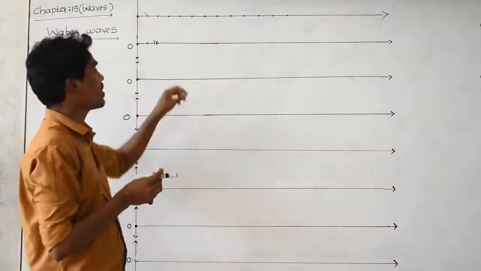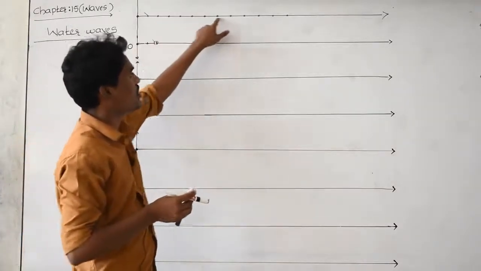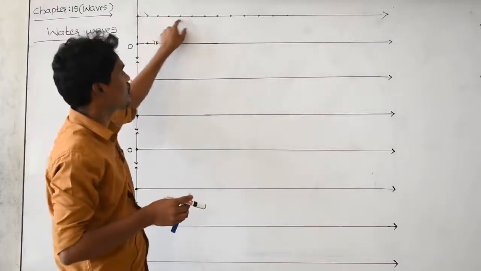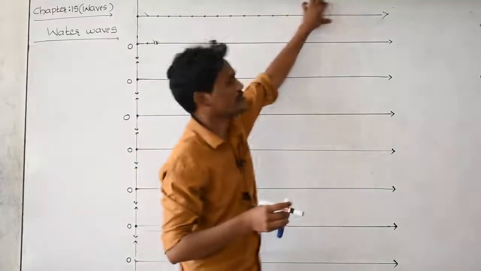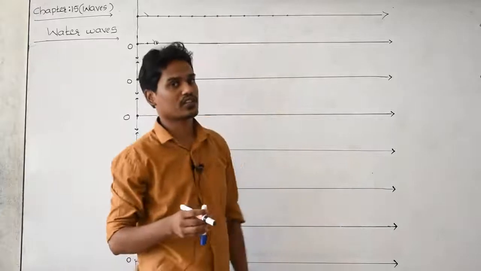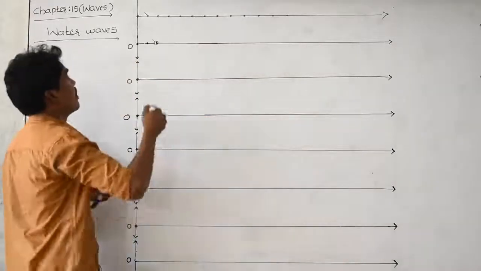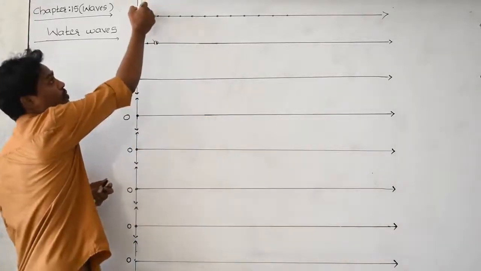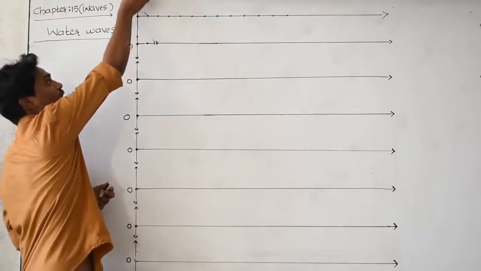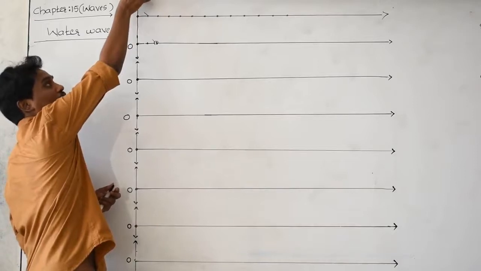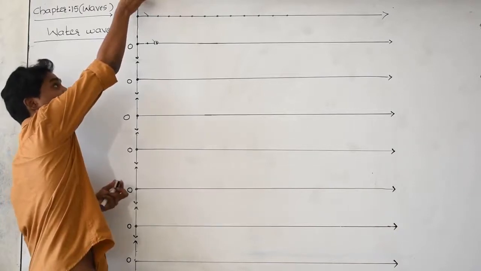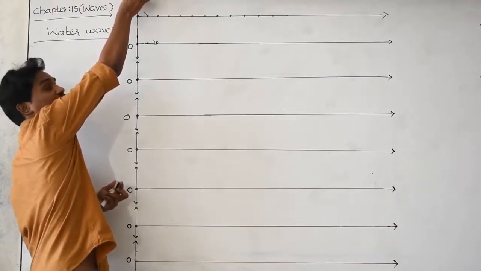For convenience I have taken some water particles on the surface of the water: first particle, second particle, third particle, and so on. These dots that you are seeing are water particles. Let us take one stone at a certain height from the surface of the water, and I am holding this stone, not released yet. The energy possessed by the stone is potential energy.